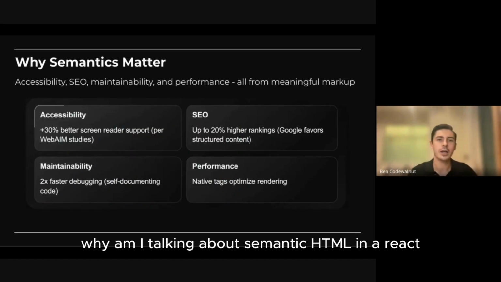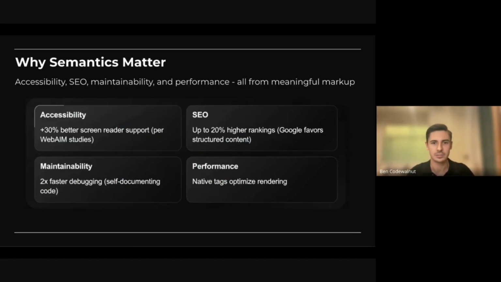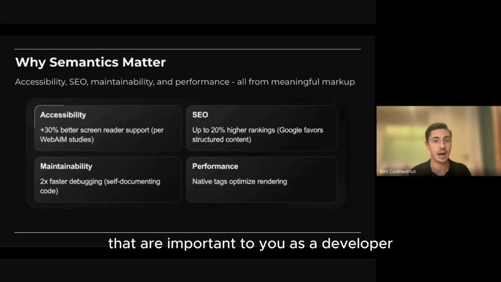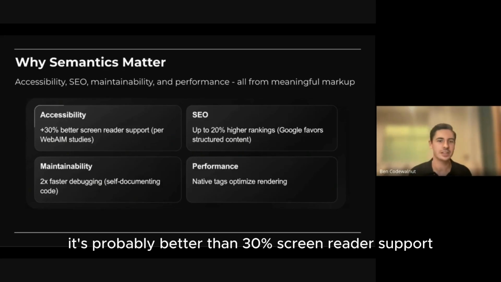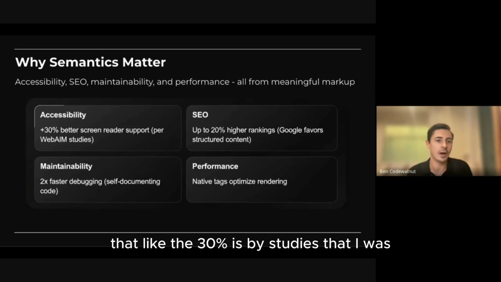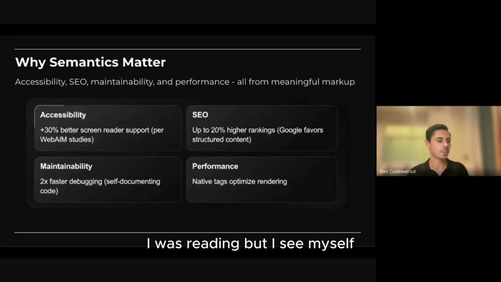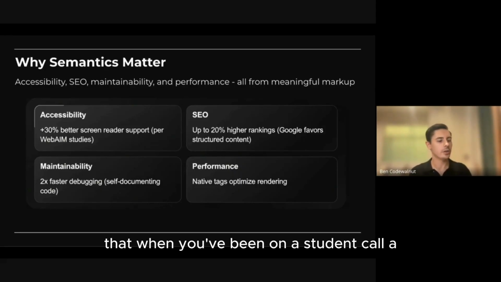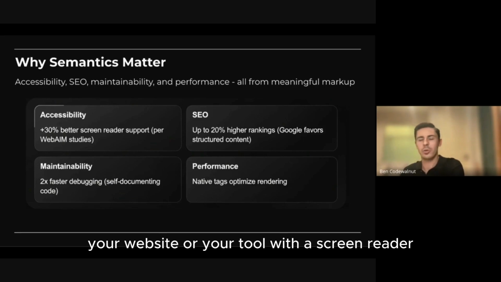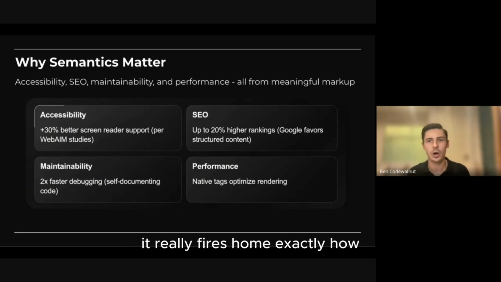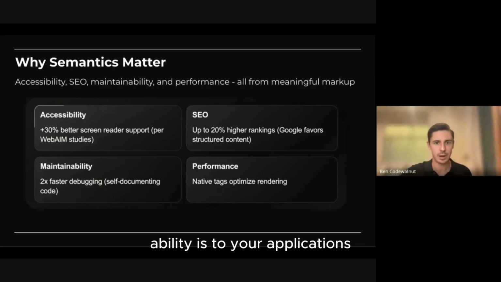Why does this matter? Why am I talking about semantic HTML in a React masterclass? Because it really impacts a few different areas that are important to you as a developer, and also important to the business that you're working within. Accessibility is the obvious one. It's probably better than 30% screen reader support. That 30% is from studies that I was reading, but I see myself that when you've been on a research call with someone who's going through your website or your tool with a screen reader, it really drives home exactly how important accessibility is to your applications.